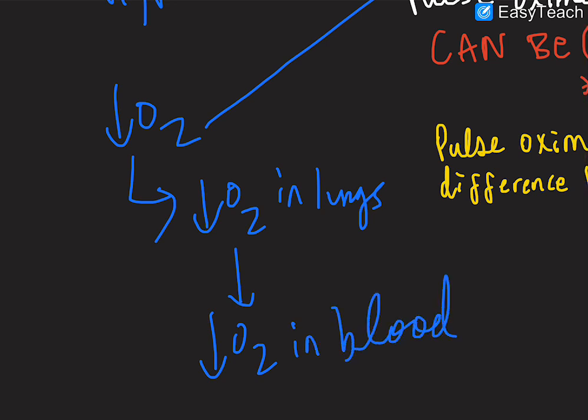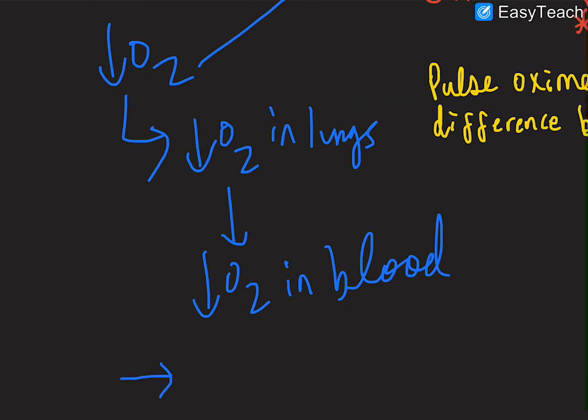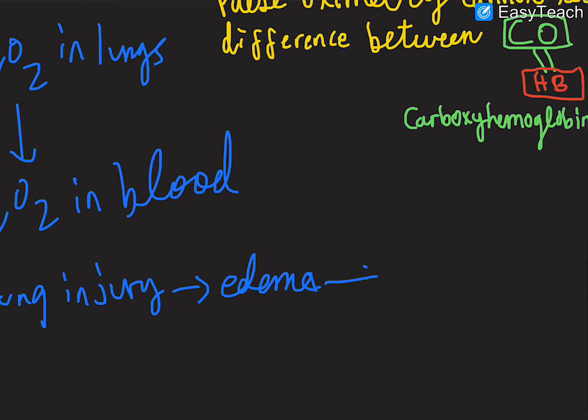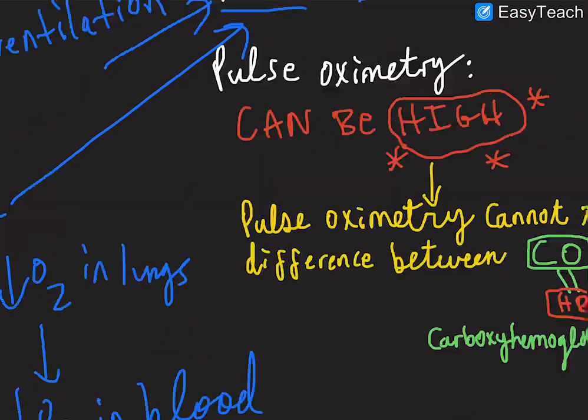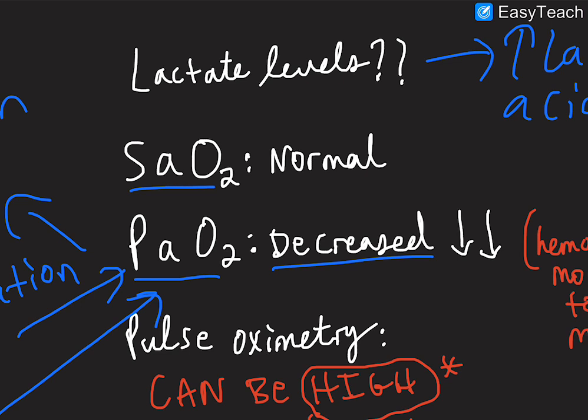And then of course, if you're inhaling all that smoke, again the example is a house fire, that could increase inflammation in your lungs and cause lung injury, which can definitely lead to edema, and that can decrease the amount of oxygen that actually makes it from your lungs to your blood. So that's obviously another reason that your PaO2 can be decreased. Now, your SaO2 could be normal or falsely elevated.